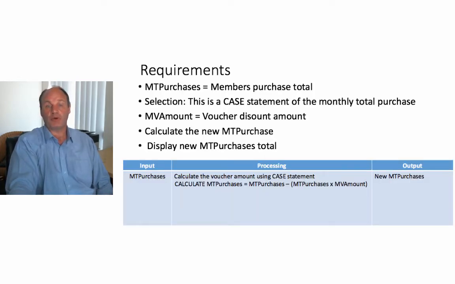We have a number of requirements. Empty purchases will be an input. The first calculation is the case statement selecting the right action. The second calculation is using the MV amount as part of the calculation to find the new MT purchases. The output will be the new MT purchase cost. So pause the video and make sure your requirements and table are the same as mine, then continue.